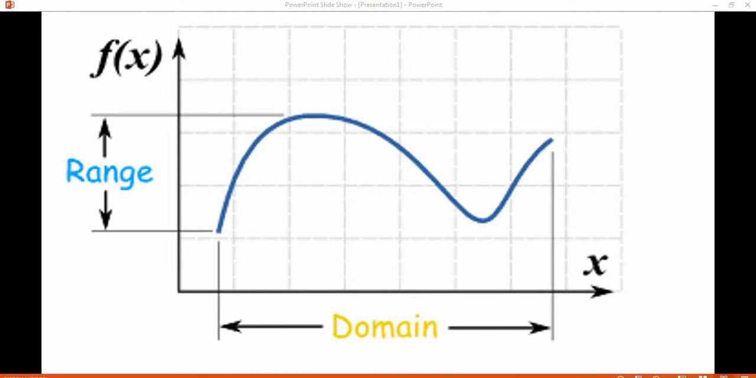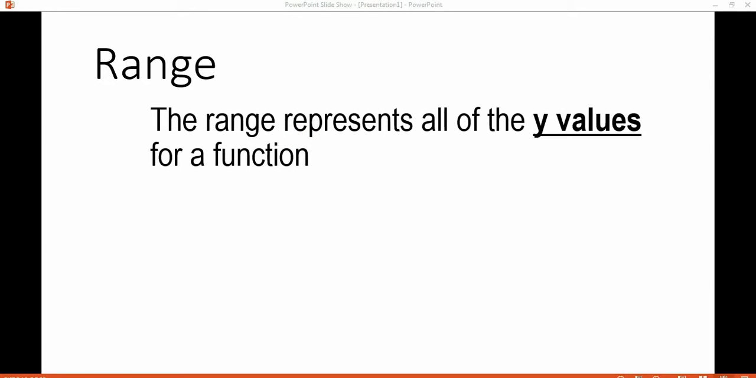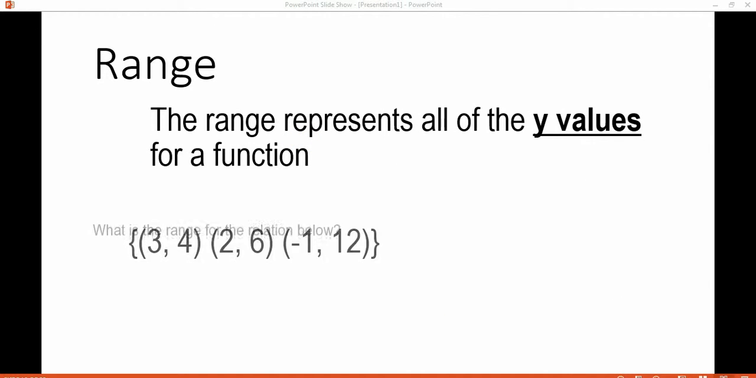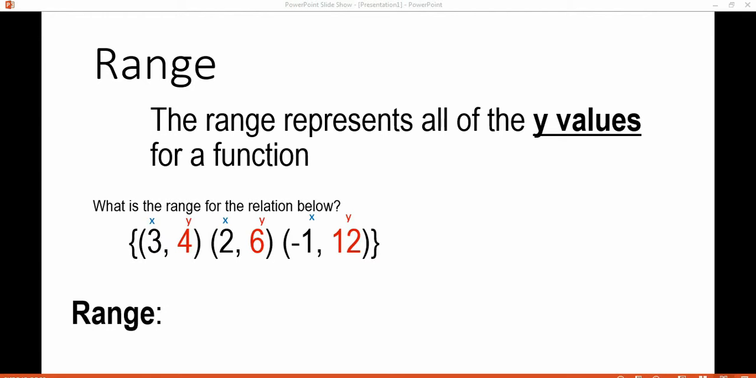Okay, now we've talked about domain. Domain was the distance that our function covers long ways. Now let's talk about the distance that our function covers up and down. What is the lowest vertical point and the highest vertical point on our graph? The range is all of the y values for a function. So what is the range for this function? Label the points x and y, and we're going to look at the y coordinates. So my range here is just going to be those y coordinates, 4, 6, and 12.